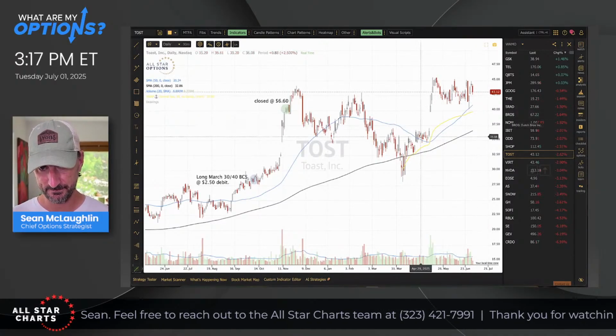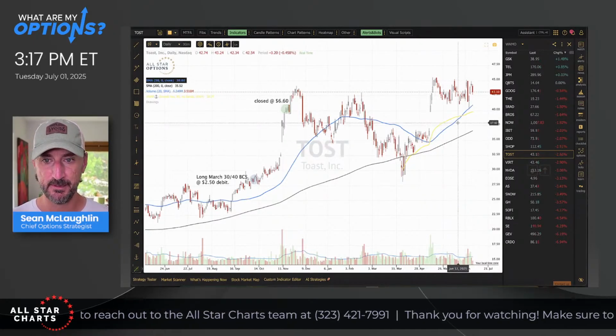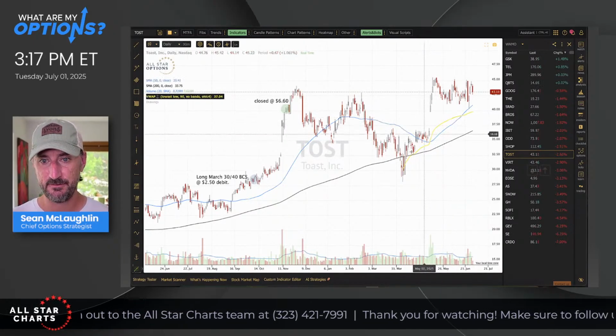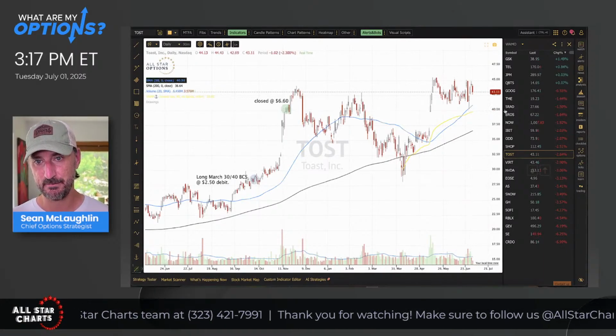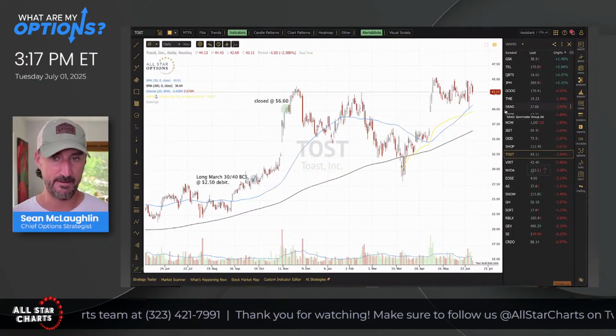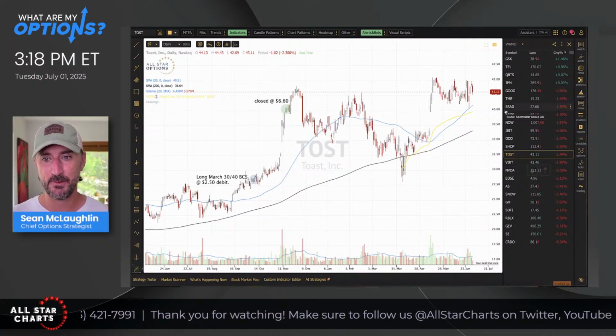I like the way it's holding up above this rising 50-period moving average, which is the blue line, and the yellow line is the anchored VWAP off of the April lows. I like how the stock reacted during a recent pullback. Yeah, this is a stock I like. And now the question is, how would I trade this with options?